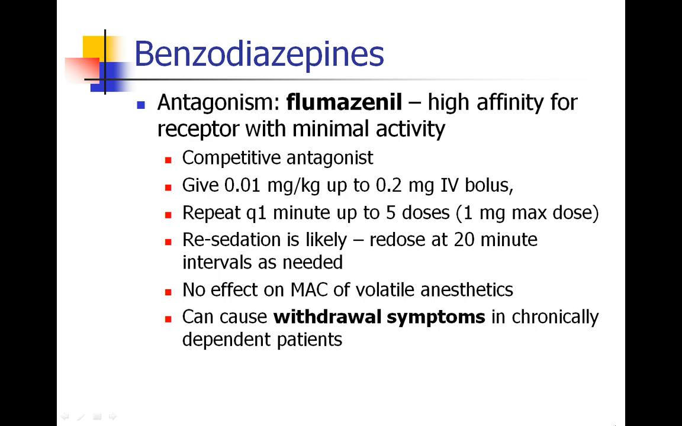The dose of flumazenil is 0.01 milligrams per kilogram, up to a 0.2 milligram IV bolus, and you can repeat that every minute up to 5 doses, which is a total of a milligram, which I think is the amount in a single vial. Now remember that patients who get a long-acting benzodiazepine and then get reversed by a short-acting flumazenil may need a repeat dose as they resedate again. So every 20 minutes you need to reevaluate these patients to make sure they aren't becoming resedated.